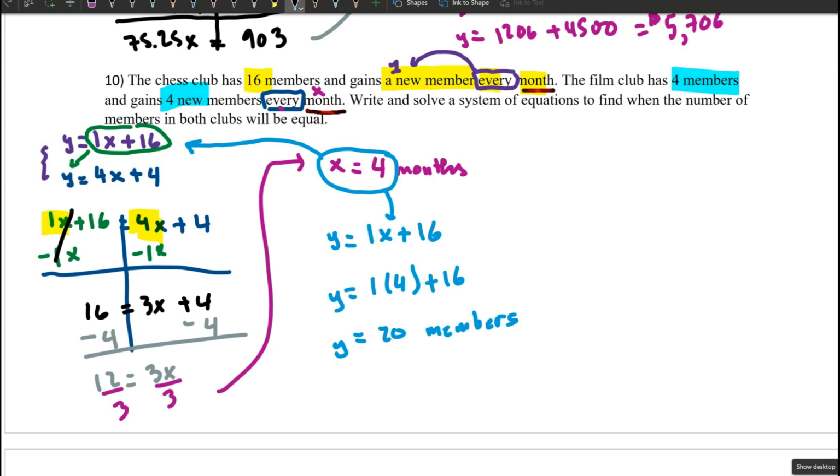All the problems take a lot of space, so that's why I didn't write the answer in a complete sentence. Please use the PQA to answer your question. For example, in this case, they ask to find when the number of members in both clubs will be equal. So you can say that after 4 months, both clubs will have 20 members. Both clubs will have the same amount of members, which is 20 members. Something like that.